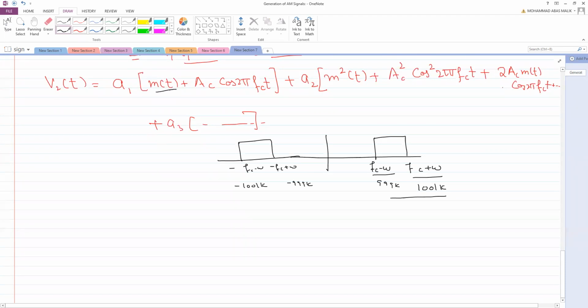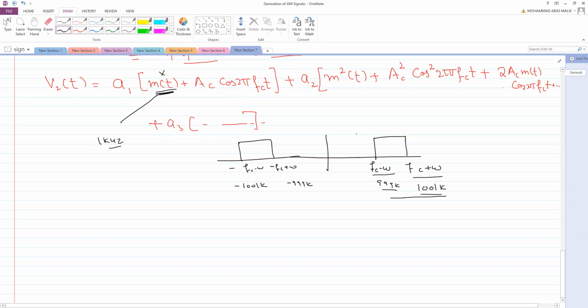So this is your M of t. What is the frequency of M of t? Highest frequency 1 kilohertz. We have seen, right? Yes, sir. Okay, so this will not be passed by the band pass filter because the band pass range is from 999 kilohertz to 1001 kilohertz. So this will be rejected by the band pass. Are you getting this point? Yes, sir.